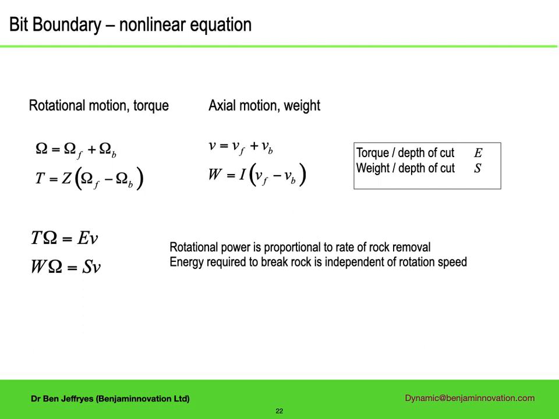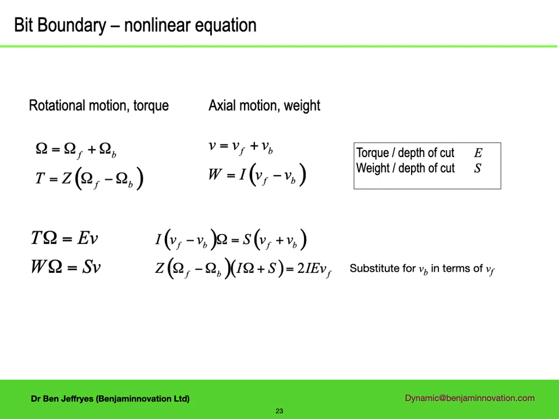If you look at the torque equation, you can see that the left-hand side is the mechanical power being exerted by the drill bit, and the right-hand side is proportional to the rate of penetration, i.e. the rate of rock removal. So what this implies is that in this model, the energy required to remove the rock is independent of rotation speed. This is a good model at the weight and torque levels normally used. Remember that for this model to apply, the rotation speed has to be positive and the rate of penetration has to be positive. This is a model of a bit cutting rock.